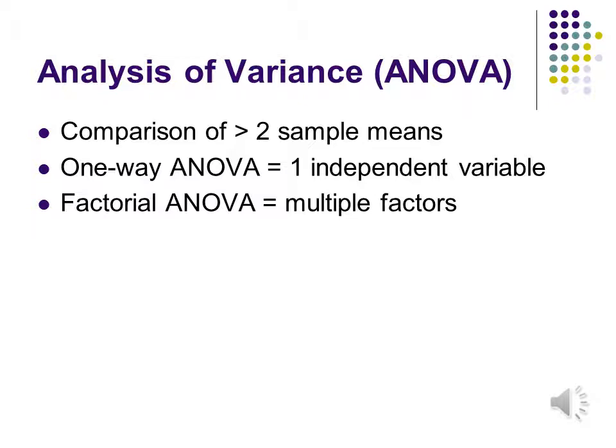And oftentimes we're looking at many of those. So there are many things that affect coronary artery disease, such as cholesterol, hypertension, smoking status, family history, etc. So those would be independent variables. If there are several of those, then we'd probably do a factorial ANOVA, and if there's one independent variable, then we do a one-way ANOVA.